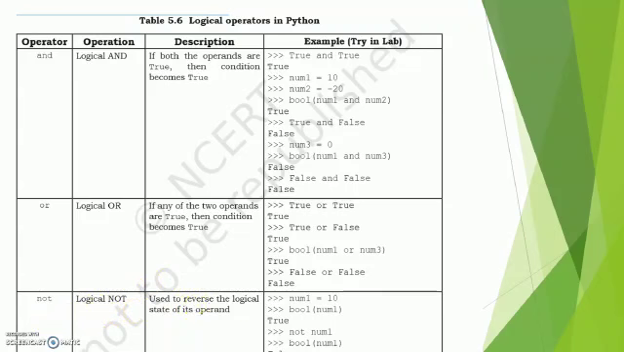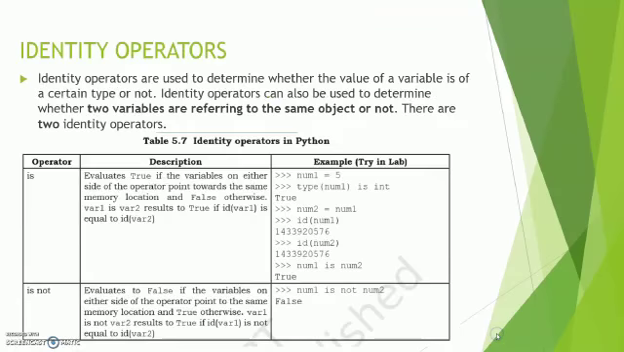When it isn't true, we make it false, and when it is false, we make it true. So logical not is used to reverse the logical operation.